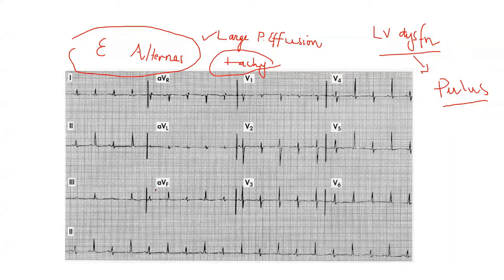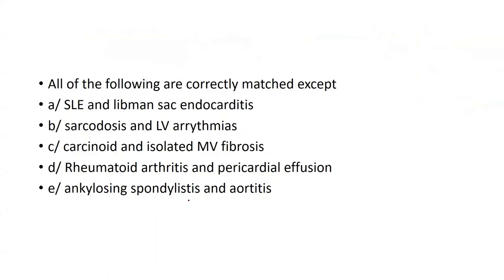Good. Now, all of the following are correctly matched except: SLE and Libman-Sacks endocarditis, sarcoidosis and LV arrhythmia, carcinoid and isolated mitral valve fibrosis, rheumatoid arthritis and pericardial effusion, ankylosing spondylitis and aortitis. The answer is C, carcinoid. If you have an ASD, carcinoid can involve the mitral valve fibrosis. Okay, great.